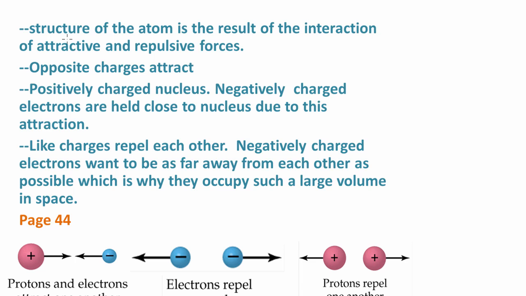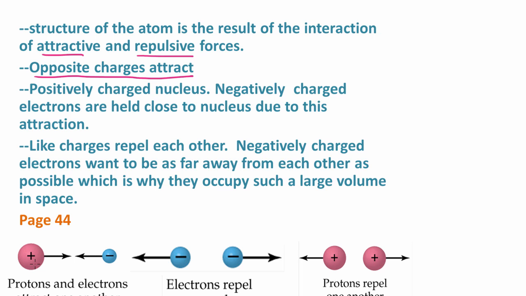We know that the nucleus contains the protons and the neutrons, and then the extranuclear region is where the electrons reside. So it turns out that atomic structure happens to be the result of the interaction between forces, both attractive and repulsive. Well, we know that opposite charges attract, like charges repel.